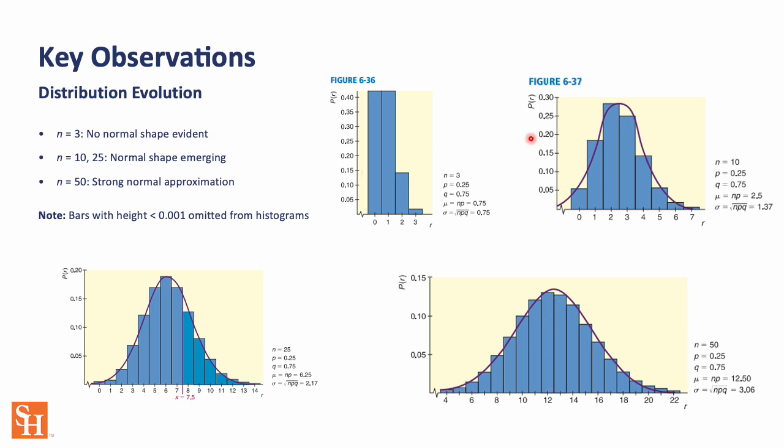So what you can see is that when the value of n is small, the binomial distribution doesn't look like normal, but as the value of n increases, the binomial distribution looks very much like a normal distribution, right? Therefore we can say that for large n we can use the normal distribution instead of the binomial distribution, so we can approximate using the normal distribution, right?